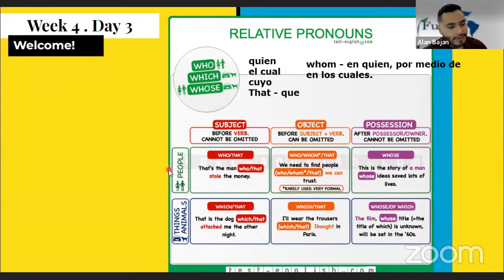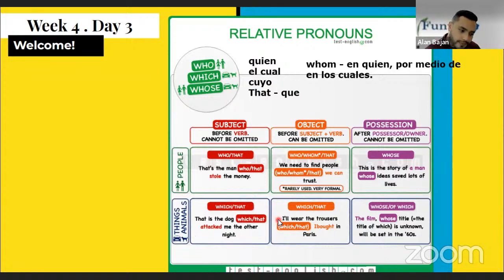Then we have the relative pronouns for animals and things. Let's read the first example. Abner. That is the dog which attacked me the other night. Very good. Which attacked me or that attacked me. We can use it for things and for animals.